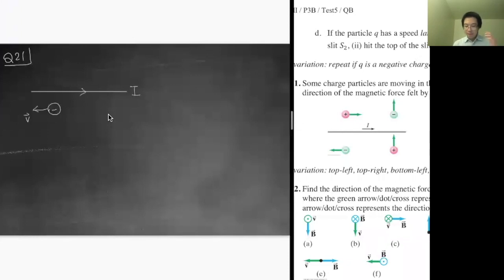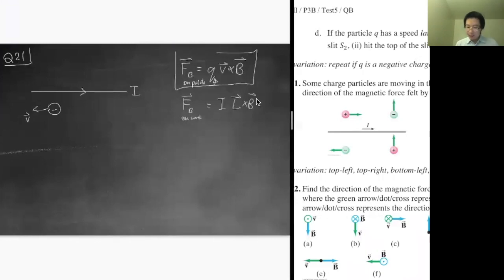So first, I want to find the magnetic force. If you are unsure, write out the formula first. If you want the magnetic force on a particle, on a charge Q, you use this formula. If you want it on a wire, use this. So this time I need to use this, which is appropriate here.